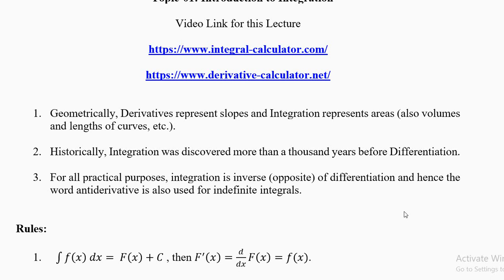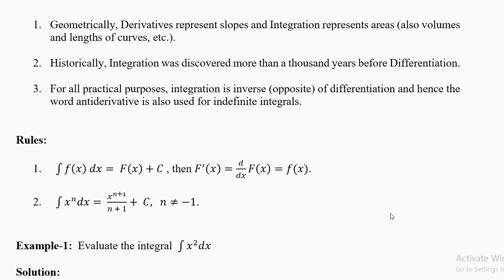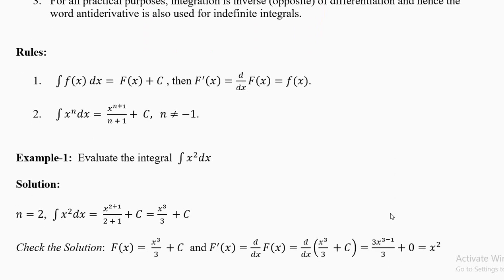You take x square, differentiate it, you will get 2x. You integrate 2x, you will get x square. So for technical reasons, for practical reasons, one process is the opposite of the other, but geometrically they have their own definitions and existence. So the first formula is x power n.